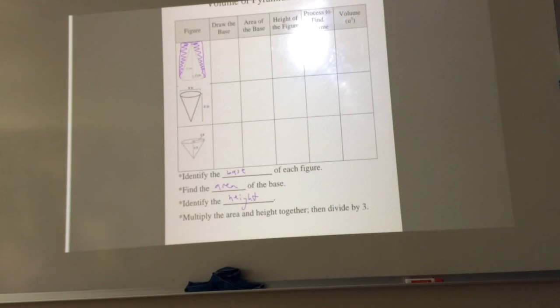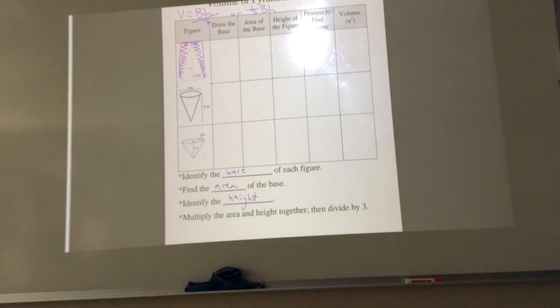So the formula is still going to be the same thing. It's going to be volume equals big B times H divided by 3. Volume equals area of the base times height divided by 3. Another way that you could write that is volume equals area of the base times height times 1/3. Now this is 8th grade material, so you do have a calculator for this, understood?